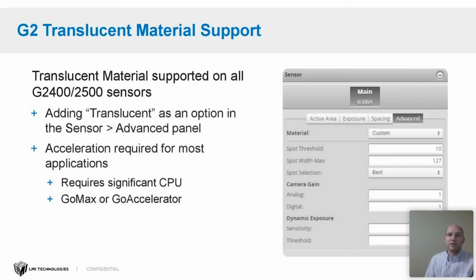Just note that this does require a significant CPU, so this isn't something that you would typically want to perform on the sensor. You would typically want to use it with GoMax or GoAccelerator on a PC because it does consume a significant amount of CPU. So to get to higher frame rates, you would typically use PC acceleration or GoMax to get over a kilohertz, for example.